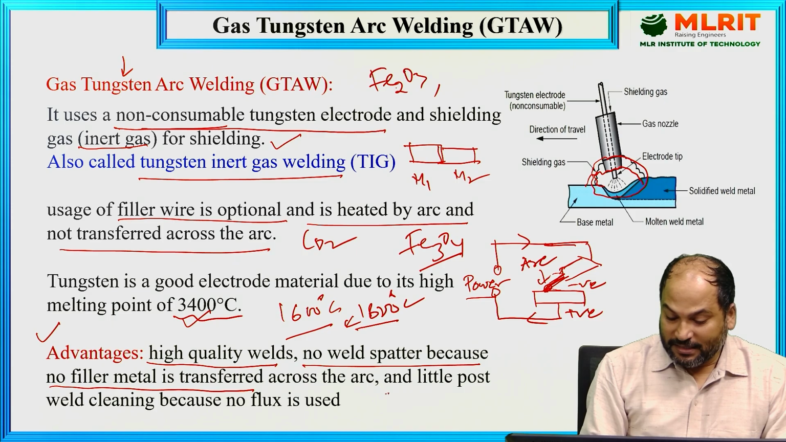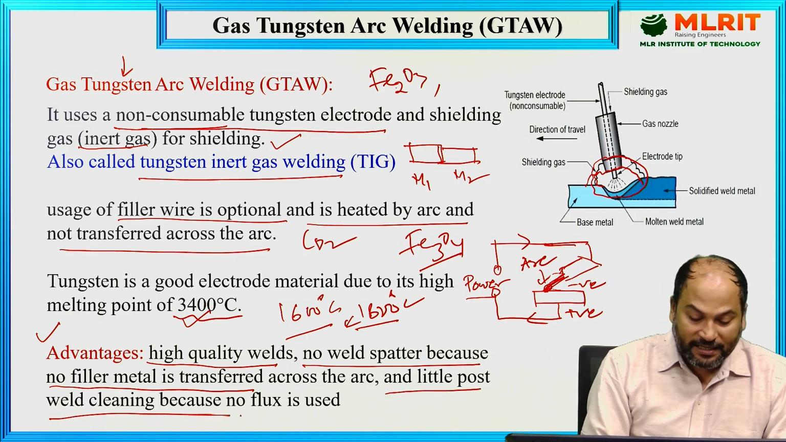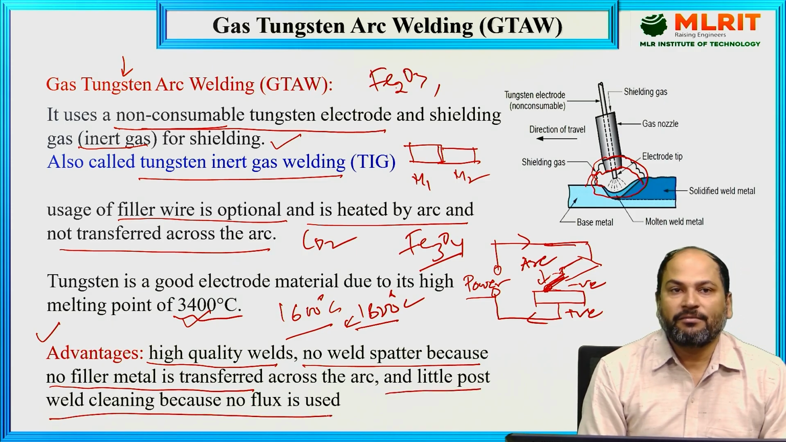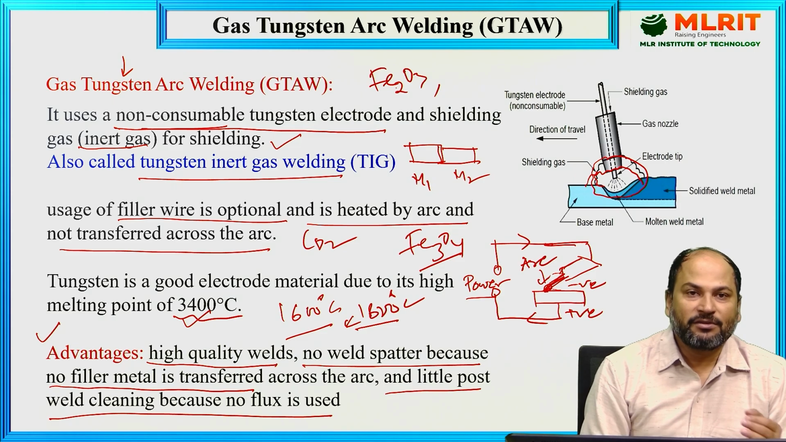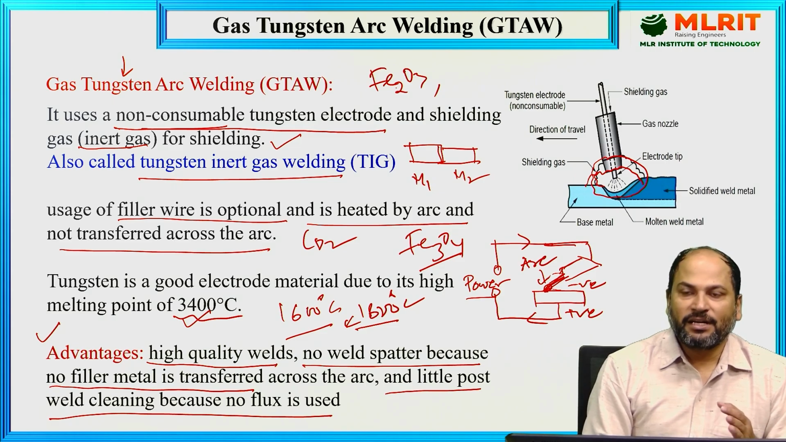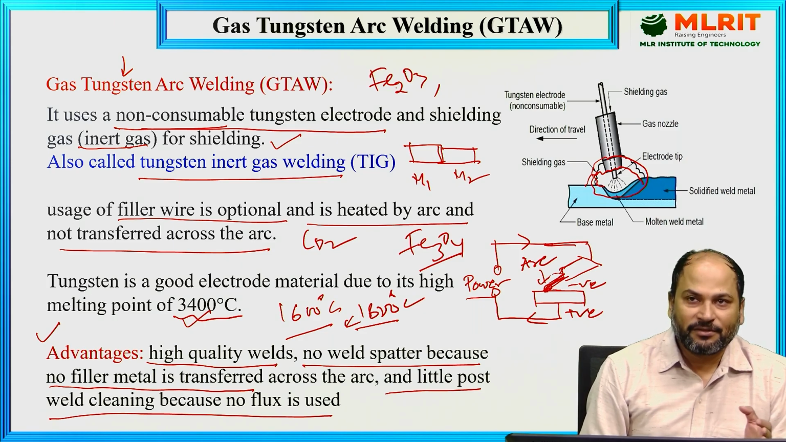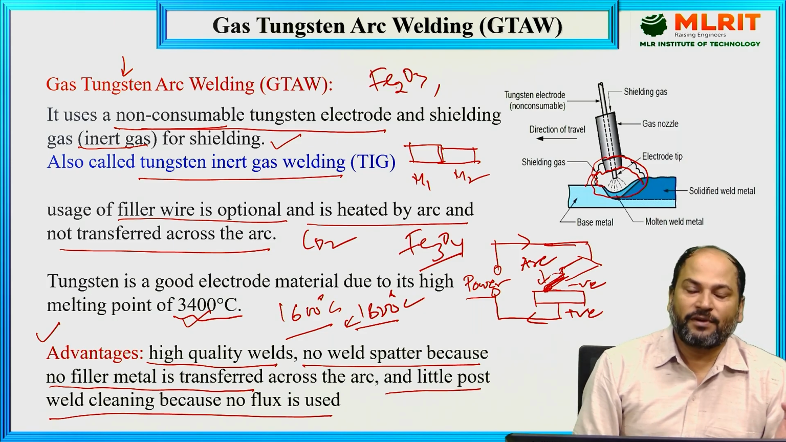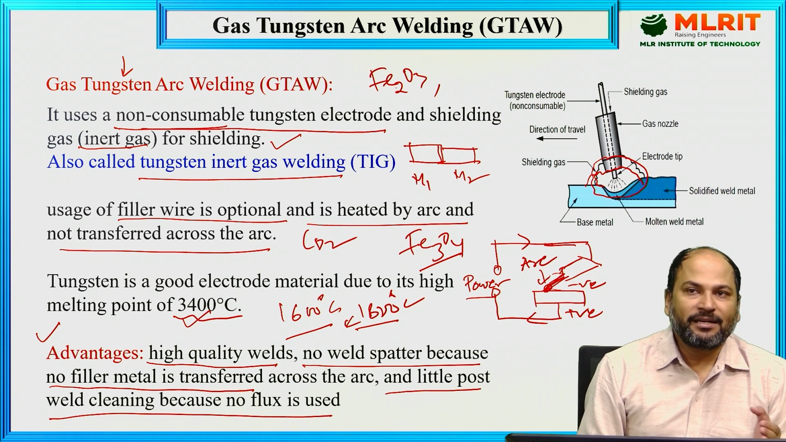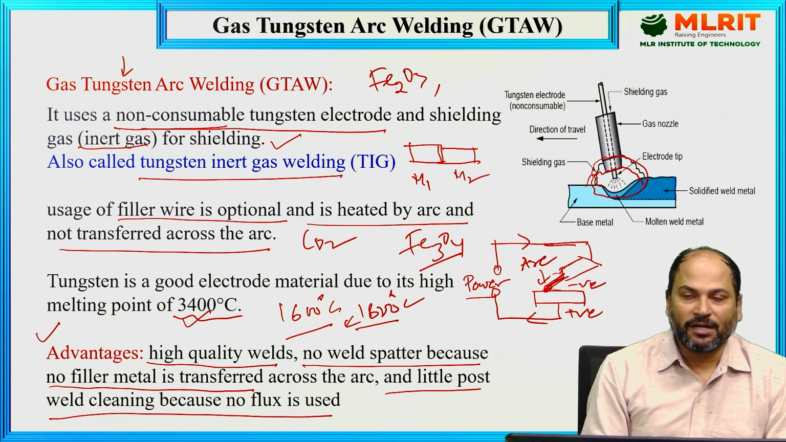Next, there is little post weld cleaning because no flux is used. This is also very important to understand. As we are not using any flux here, for shielding we are using inert gases. So there is no flux to melt over there, and after welding, we don't need to clean the part where we have done the welding.